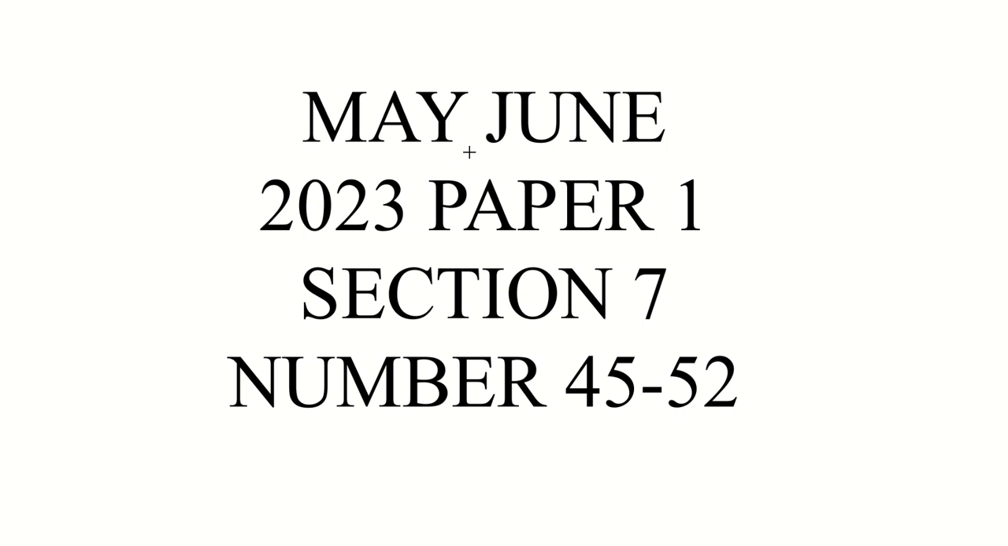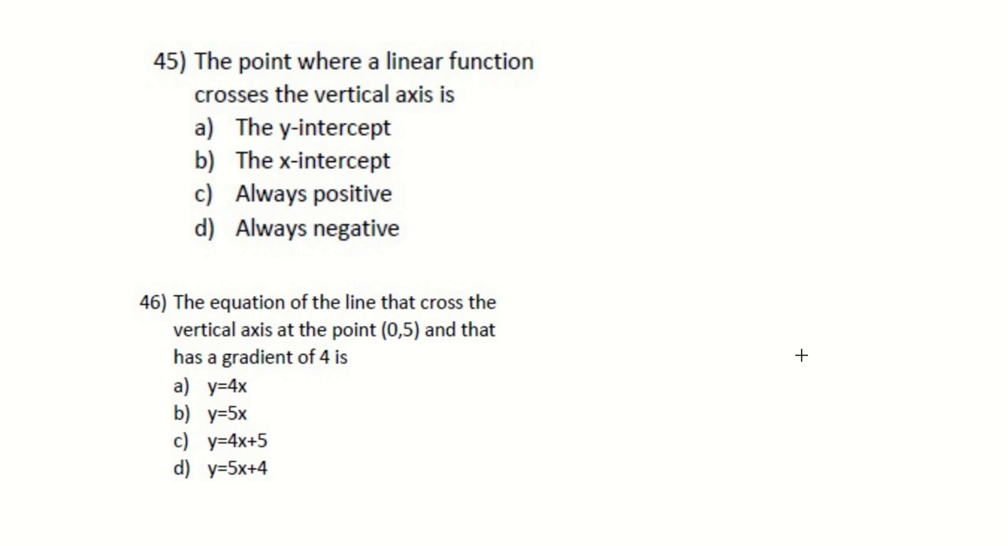Okay, now we're going to be doing May-June 2023 paper 1, section 7, which is relations, functions, and graph, number 45 to 52. Right, the point where a linear function crosses the vertical axis, which is your y-axis, is known as your y-intercept. The equation of the line that crosses the vertical axis at 0, 5 and a gradient of 4. So this here is your y-intercept. So this is c. 5 is equals to c and your gradient is 4.